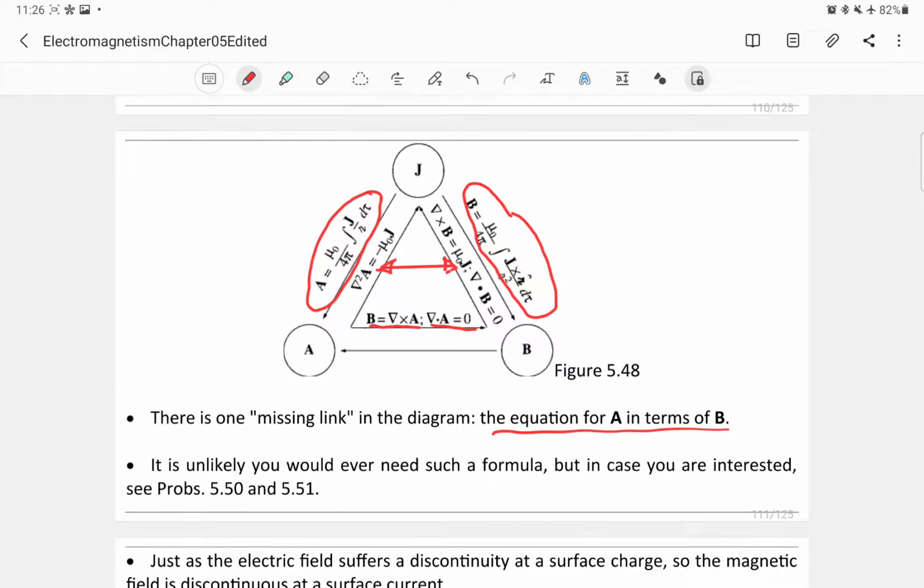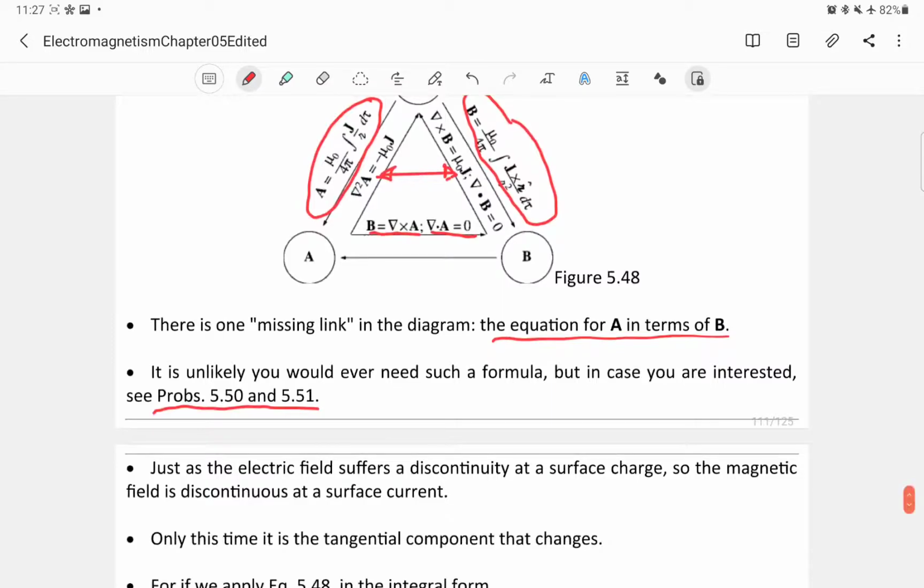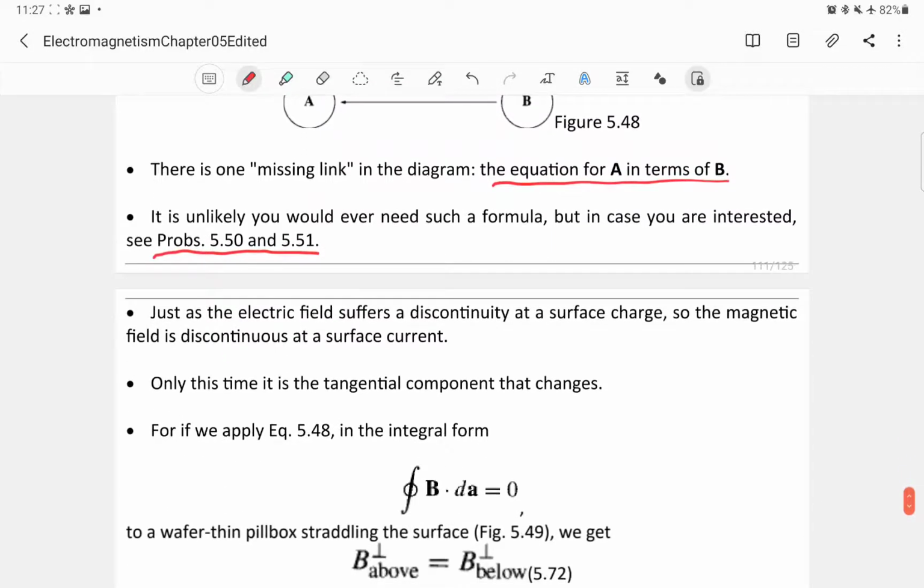If you have time, you can see problems 5.50 and 5.51. Unfortunately, we cannot list all the problems here, so if you have the book, please take a look at those problems, and if you have time, you can also answer those.